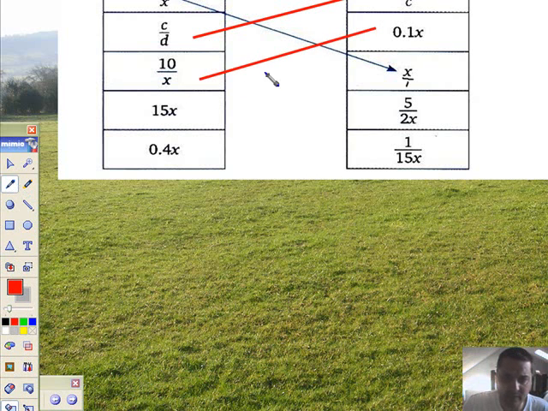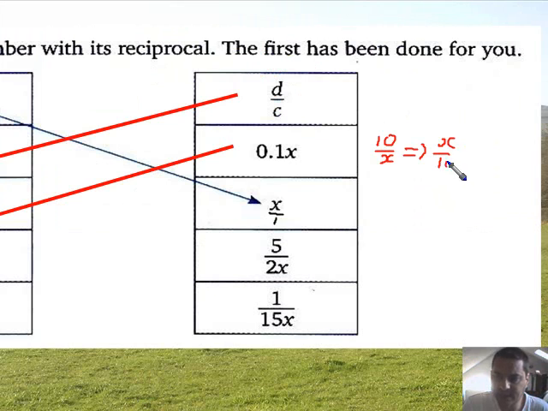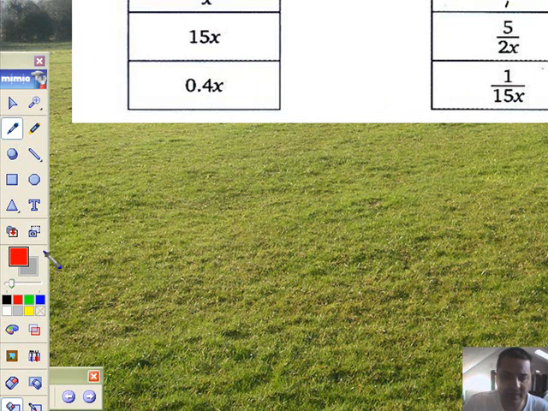Let's just write a little note there. So this one is therefore 10 over x becomes x divided by 10, which is 0.1 times x. That's the thinking. Right, 15x, flip it, a 15th of an x. That's this way round. So let's just put that there.